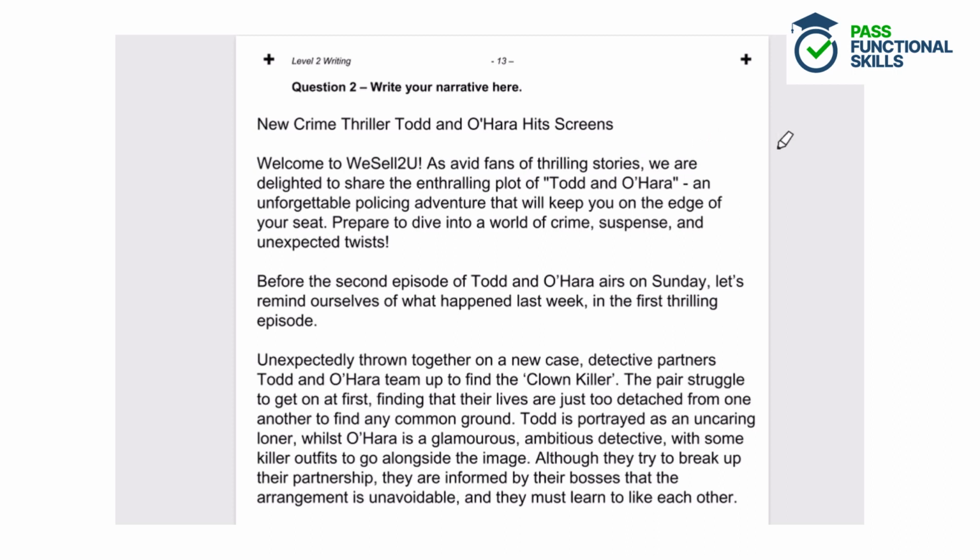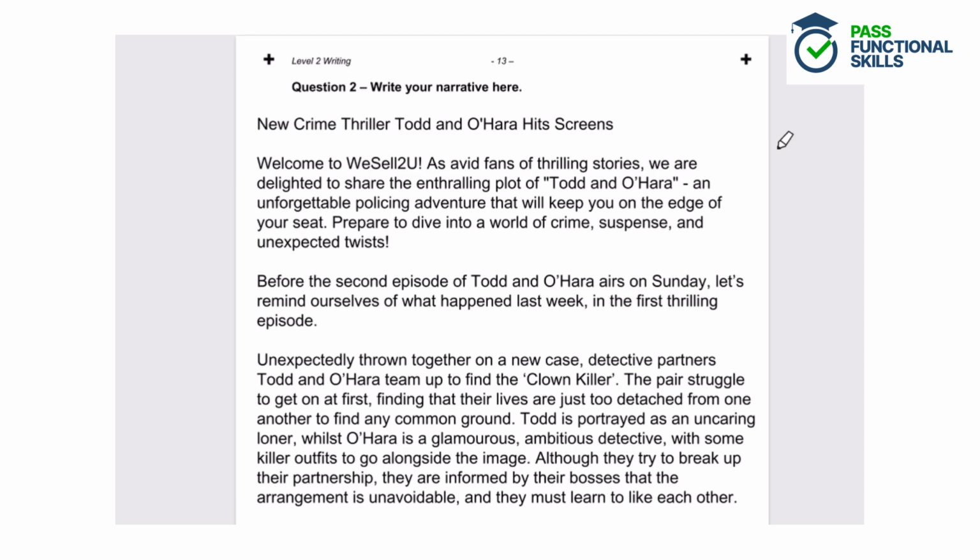New crime thriller Todd and O'Hara hits screens. Welcome to We Sell to You. As avid fans of thrilling stories, we are delighted to share the enthralling plot of Todd and O'Hara, an unforgettable policing adventure that will keep you on the edge of your seat. Prepare to dive into a world of crime, suspense, and unexpected twists. Before the second episode of Todd and O'Hara airs on Sunday, let's remind ourselves of what happened last week in the first thrilling episode.